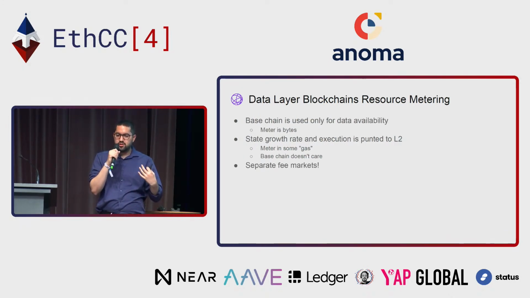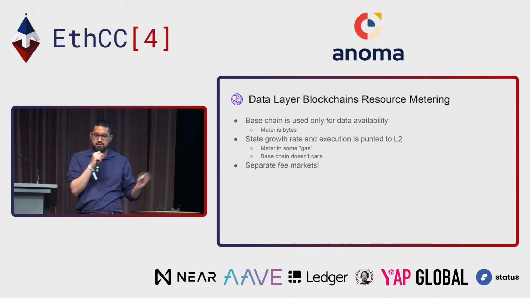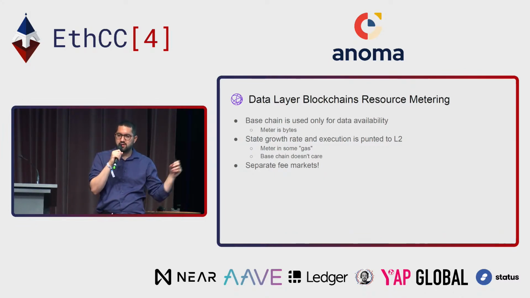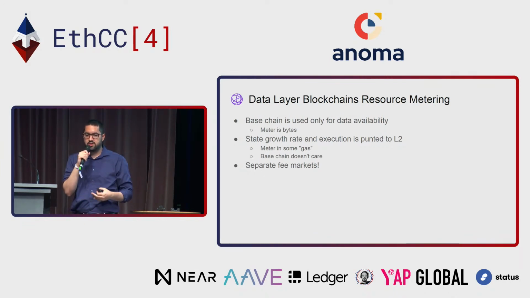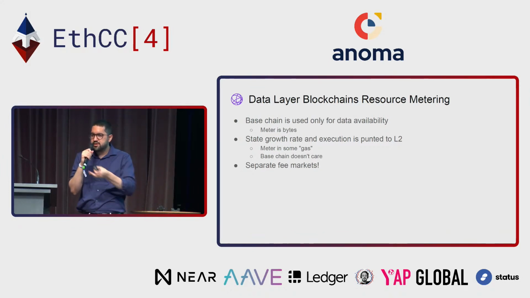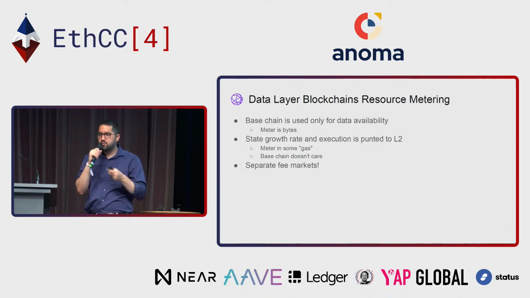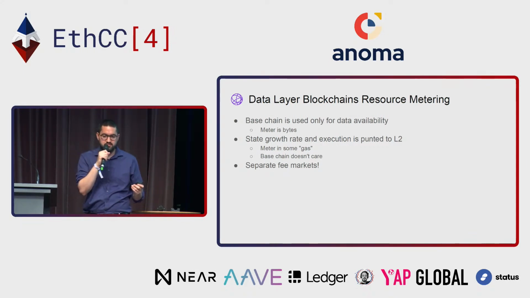So the base chain is only used for data availability in this paradigm. And we can meter bytes in bytes, which is good. And we essentially punt all the state growth, all the execution and everything to layer 2s, to rollups, just like you would do in a rollup on Ethereum today. And they can meter their execution and their state growth flexibly. It's up to them. They can use some concept of gas. But this base data availability chain doesn't care about this. And you can have separate fee markets and separate ways of pricing these two independent resources: data availability in the base chain and execution on the rollup, or multiple rollups.